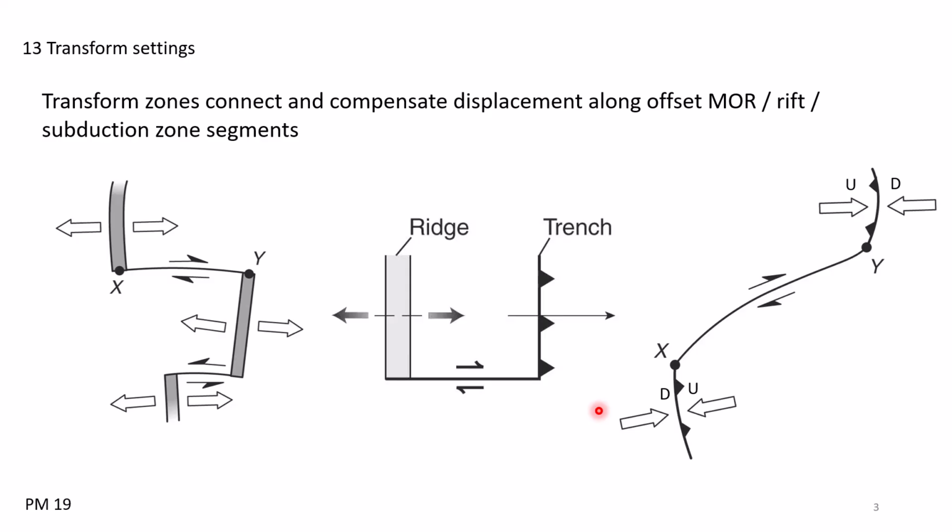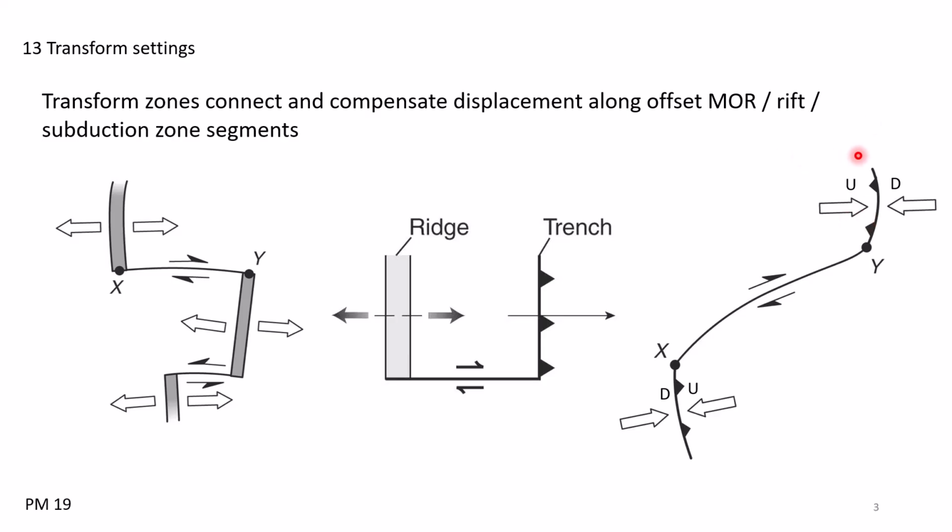Another variety of transform faults are those transform faults that connect offset segments of subduction zones. Here we see an example where a subduction zone here in the north has a different polarity and a large lateral offset with another segment of the subduction zone further to the south. Here we see the subduction of the western plate underneath the eastern plate, and up here it's just the other way around. The eastern plate is subducted underneath the overriding western plate.